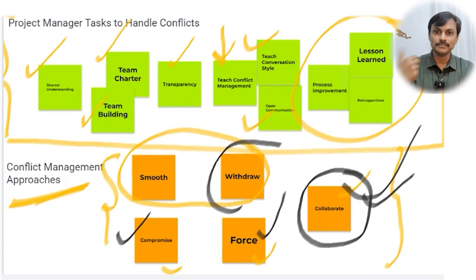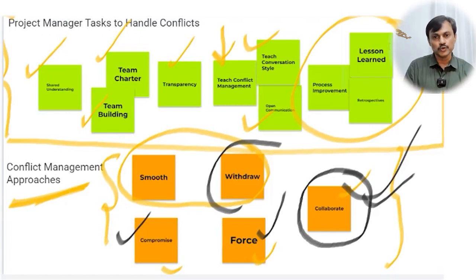Forcing is like my way or the highway. You need to do it like this. You all understand this is not a good idea, because if I push something on someone, people will not like it. They will not be engaged in future. They will not trust me. Their engagement and accountability will go down.